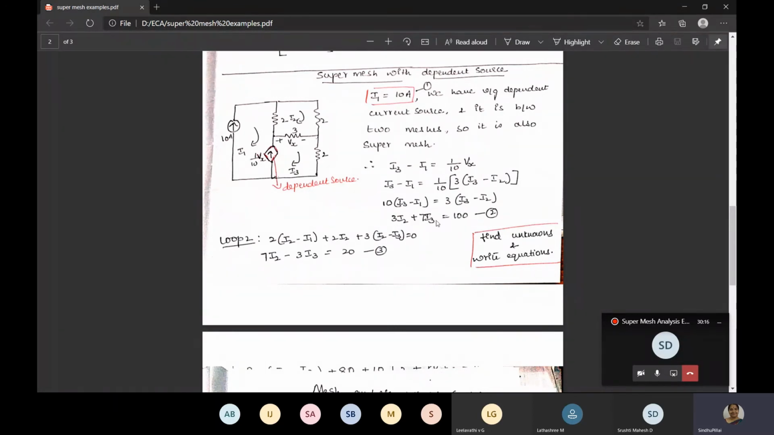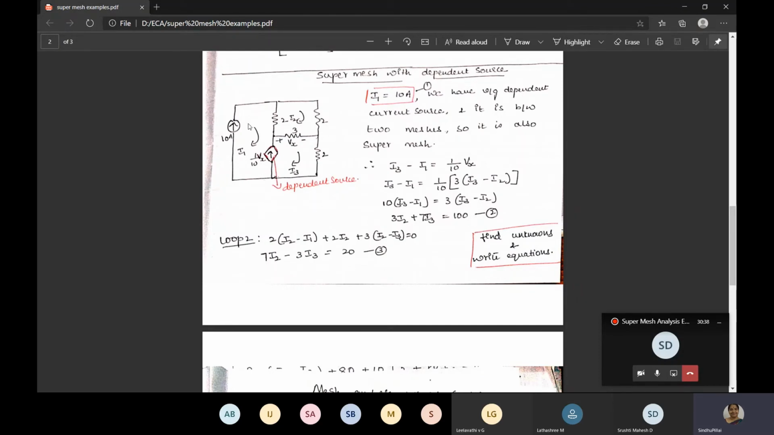3i2 plus 7i3 is equal to 100 is the equation 2. And one more thing here. How many unknowns are there? Here we know already I1 answer. I1 is already 10 amps. So only two unknowns are there, that is I2 and I3. So we require only two equations. We already got one equation. We have to write one more equation here. Okay, that you have to remember.